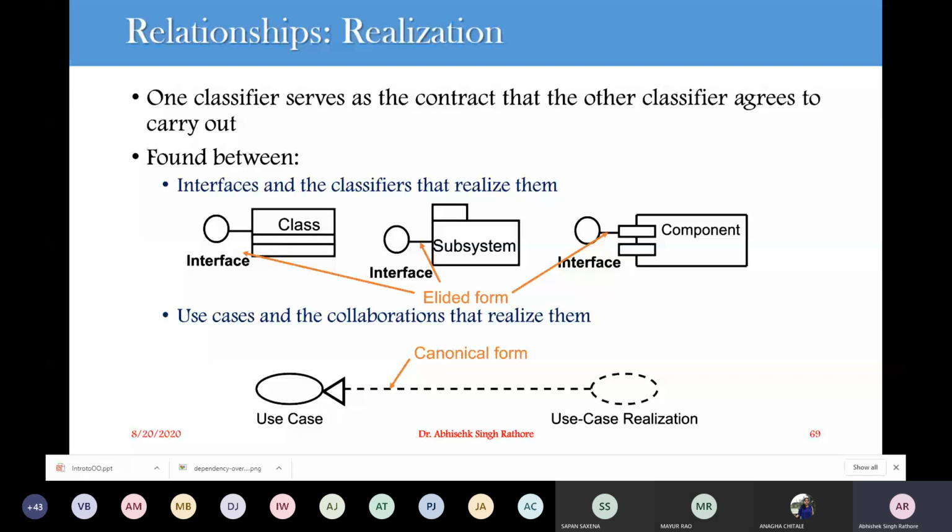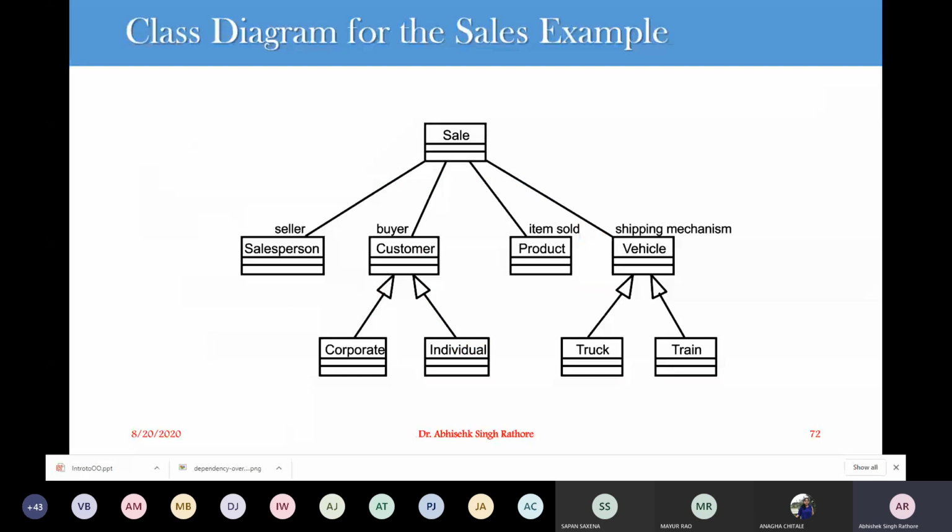Now, considering all those relationships, let's create a sales example diagram. On the top, the first class is the sale class, and we have some associations with different classes, like with the salesperson, where the association is the seller, while with the customer the association is the buyer, and with the products it is the number of items sold. Then the vehicle provides a shipping mechanism association with the sale. For the customer we have two types of customer. Corporate is a customer, and in addition to that, individual is also a customer.